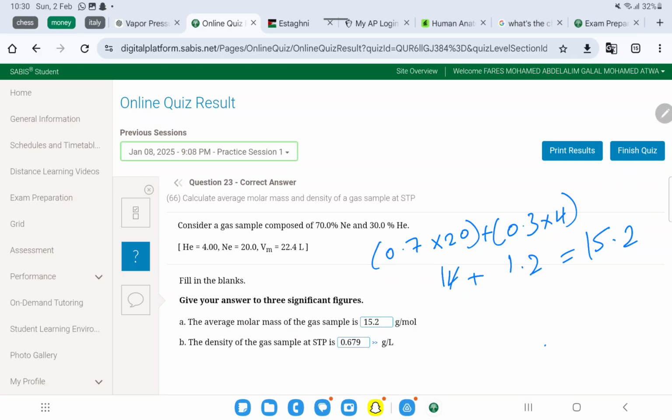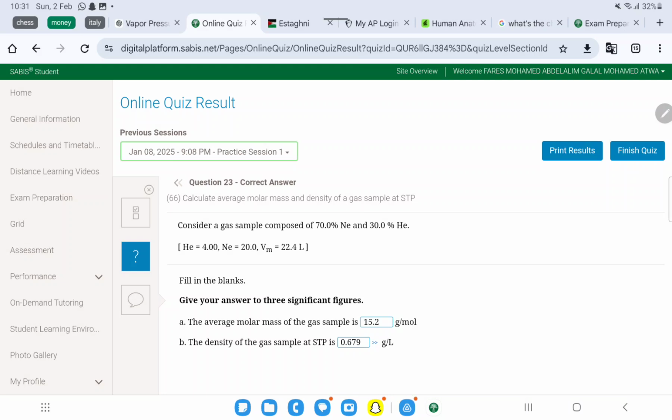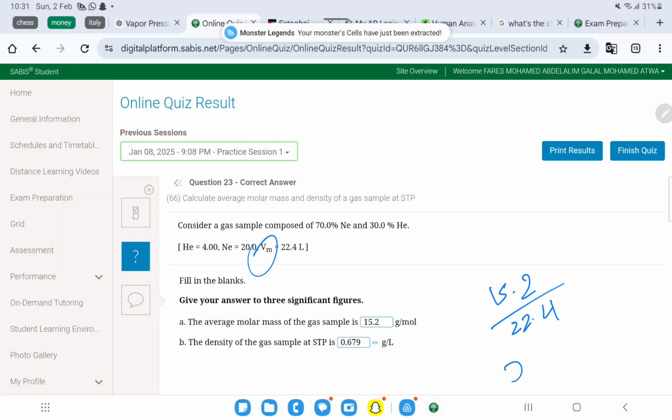Now the density is 15.2 over 22.4. So 22.4 because it's the molar volume. So 15.2 over 22.4, and you get 0.67857. And they want three significant figures. If I round it up, 5, so 0.679.